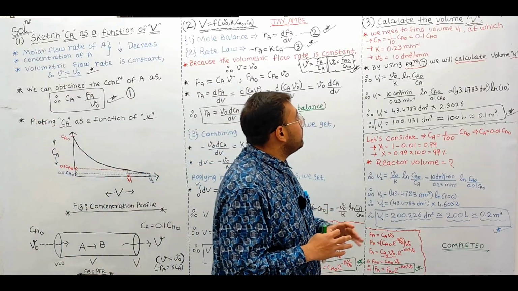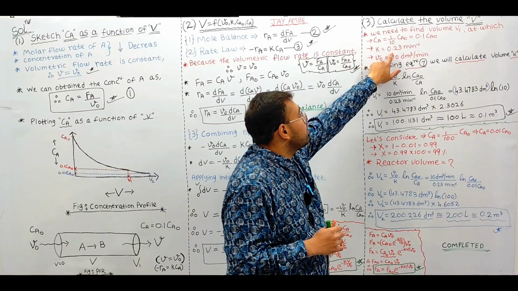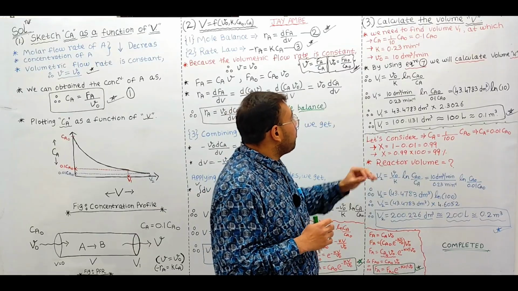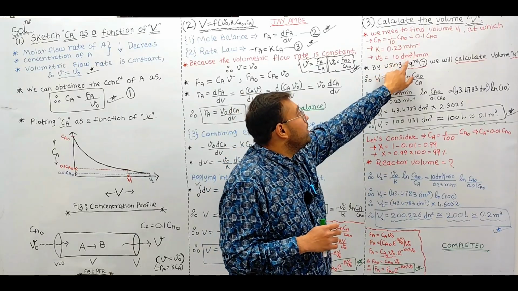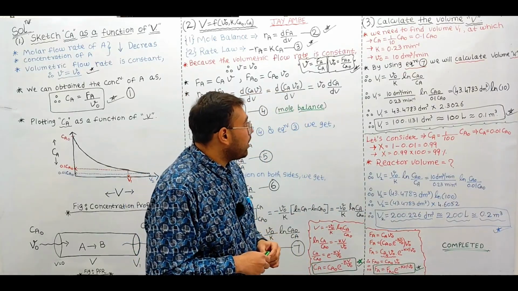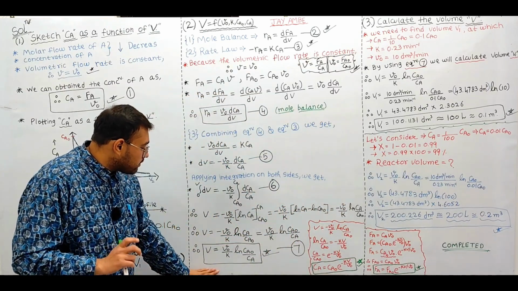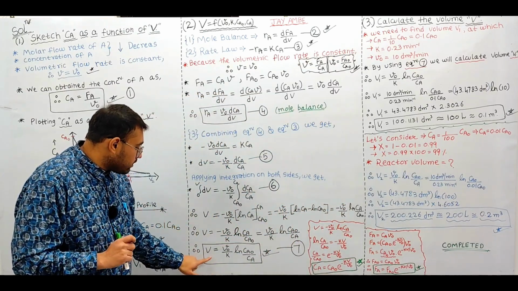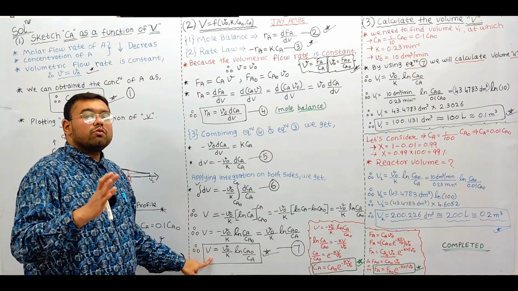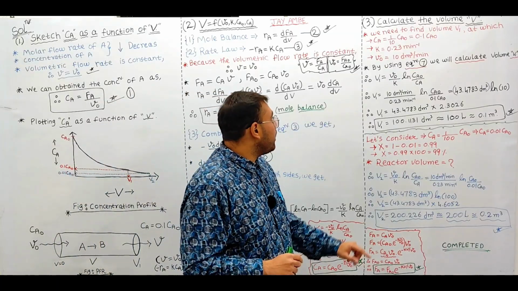In the question we have been provided the values: rate constant k is 0.23 minute inverse, and the volumetric flow rate nu naught is 10 cubic decimeter per minute, which is equivalent to 10 liters per minute. Now, in order to calculate the volume V1, we can use equation 7. By using equation 7, we can calculate the volume V1 required to achieve 90% conversion of the reactants in the plug flow reactor.